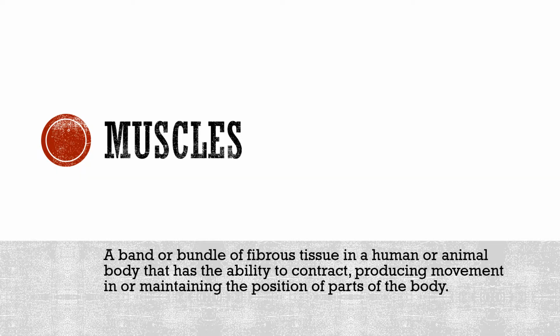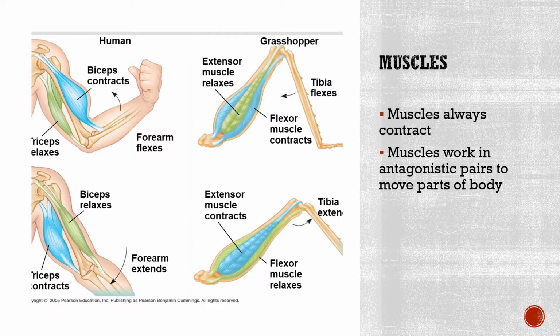The muscular system is responsible for the movement of the human body. So, muscles: a band or bundle of fibrous tissue in a human or animal body that has the ability to contract, producing movement in or maintaining the position of parts of the body. Muscles can only contract. They cannot actively extend, though they can move or relax back into the non-contracted neutral position.